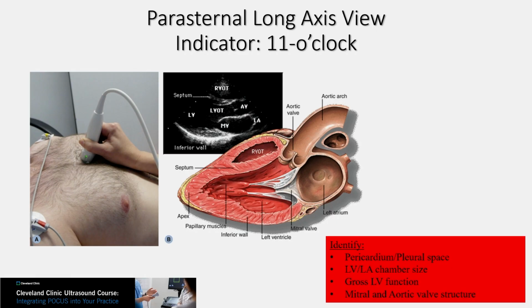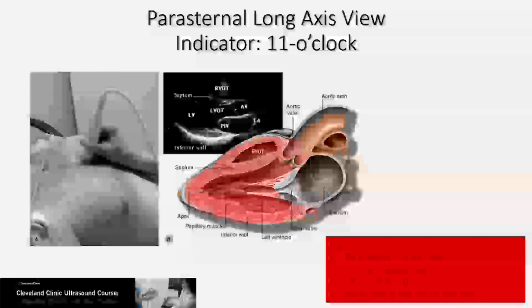It gives you a good idea about what the LV size and function is and how is the LA size. It's a great view for people who are in shock or respiratory failure because two of the major valves, which is the mitral and the aortic valve, can be visualized here.